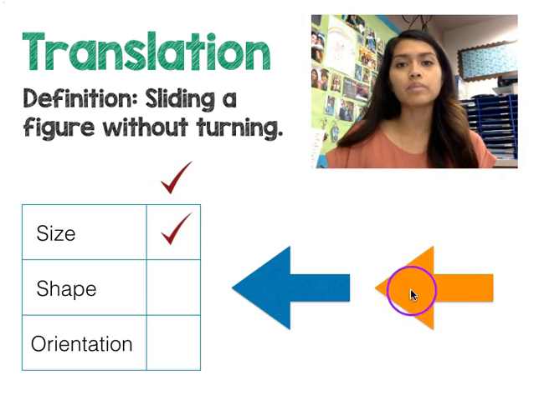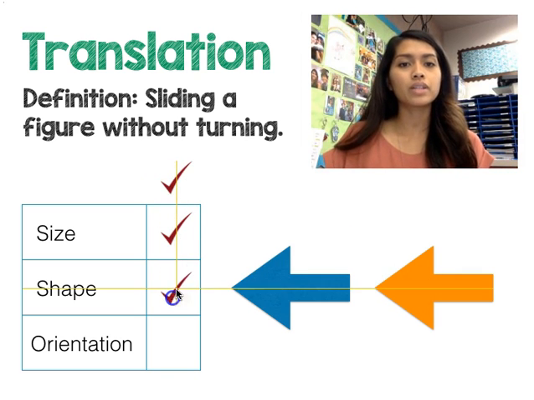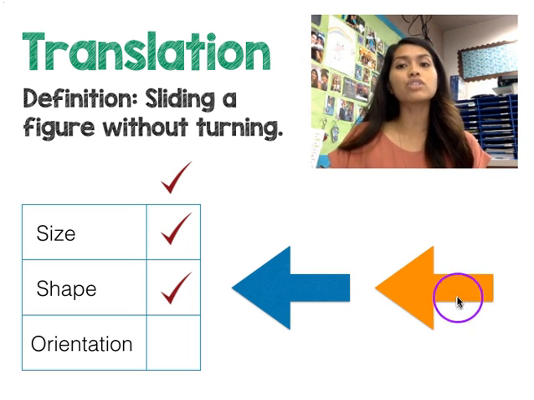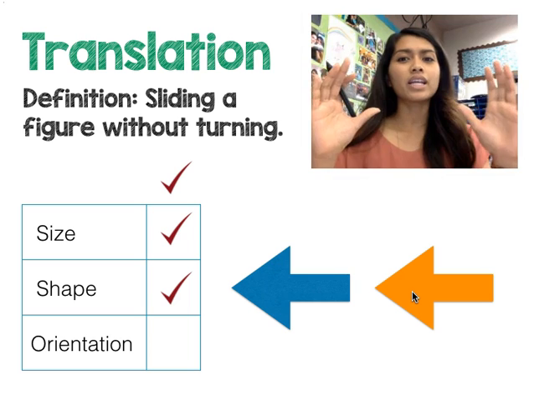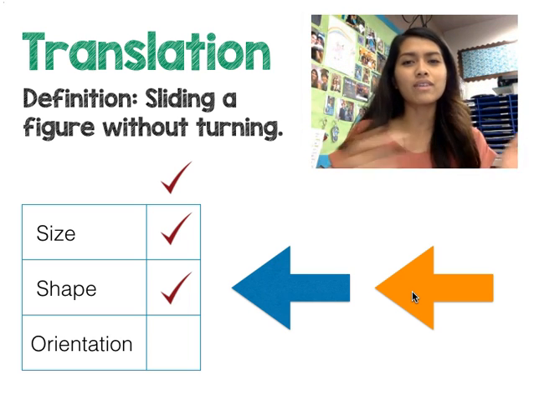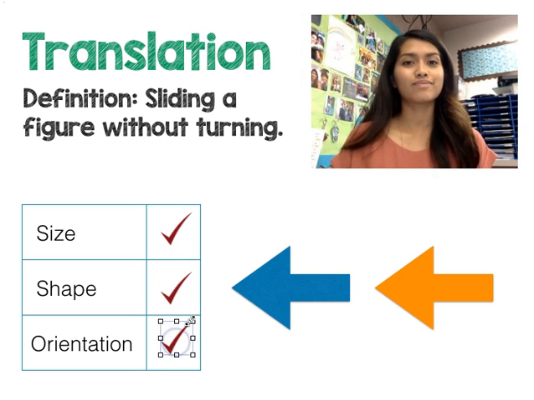Well, is it the same shape? Yes, again, they're both arrows. What else? Is it the same orientation? Well, yes, again, orientation is angular positioning. It's still pointing to the left. So I'm going to say yes, it does preserve orientation.